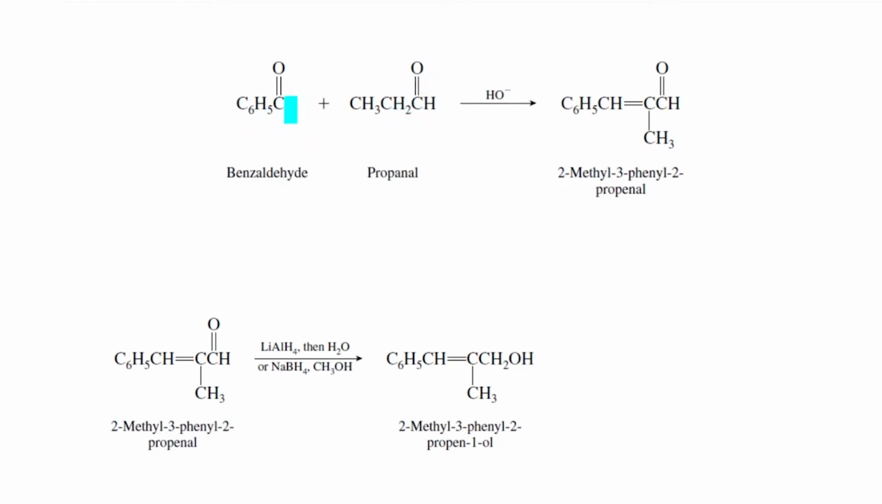And then the enolate reacts with benzaldehyde to give you this product. And now to get from this aldehyde to the alcohol, you can propose lithium aluminum hydride. Of course, you need to work it up with water after that and give you the product. Or you can also propose sodium borohydride and methanol to give you this product.